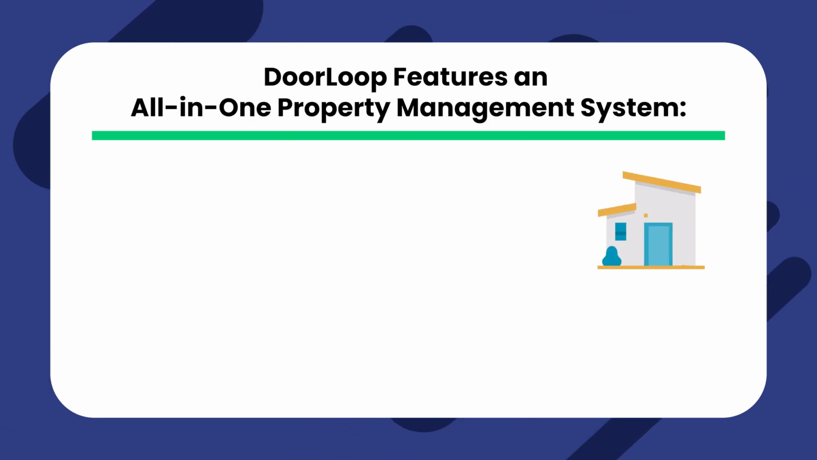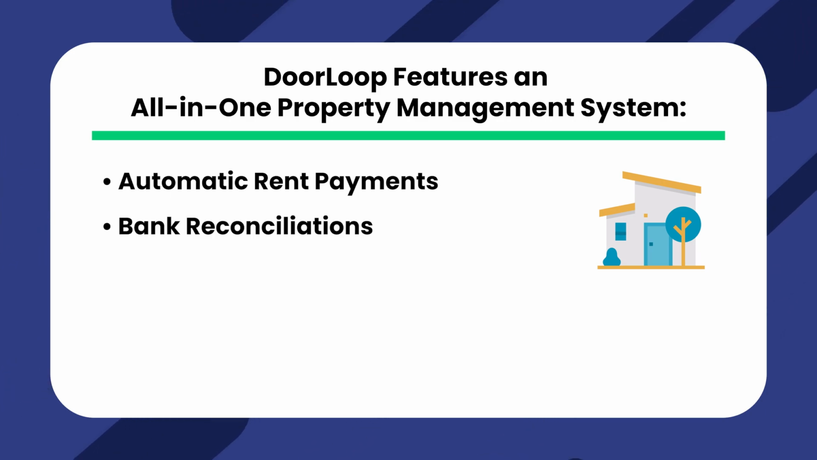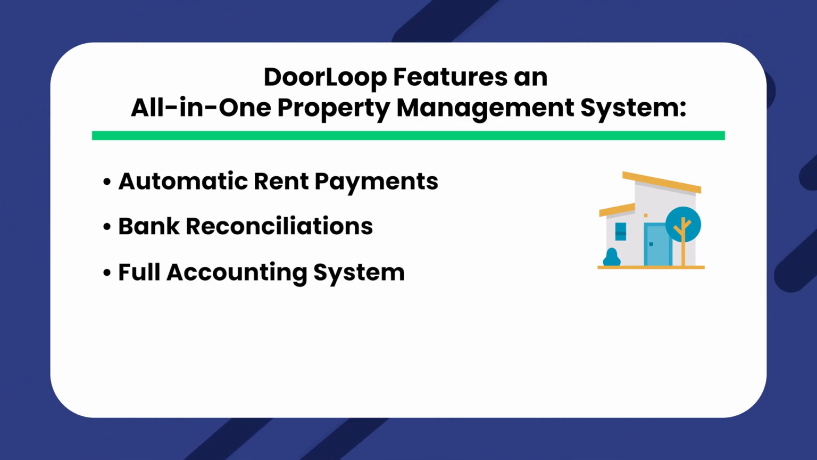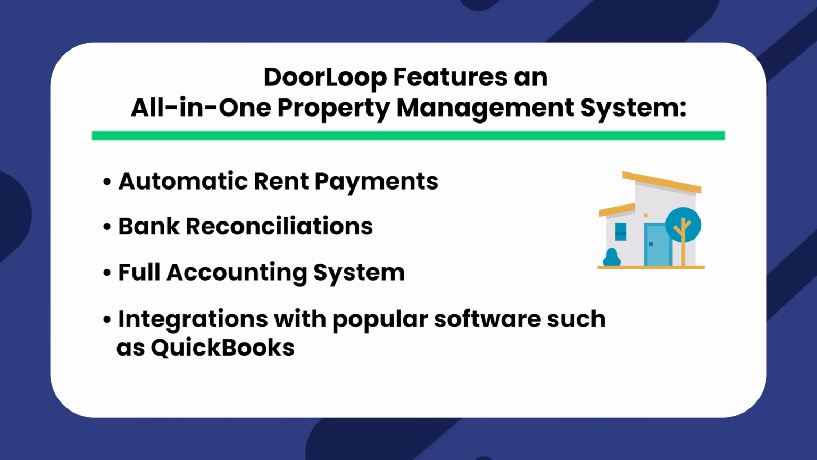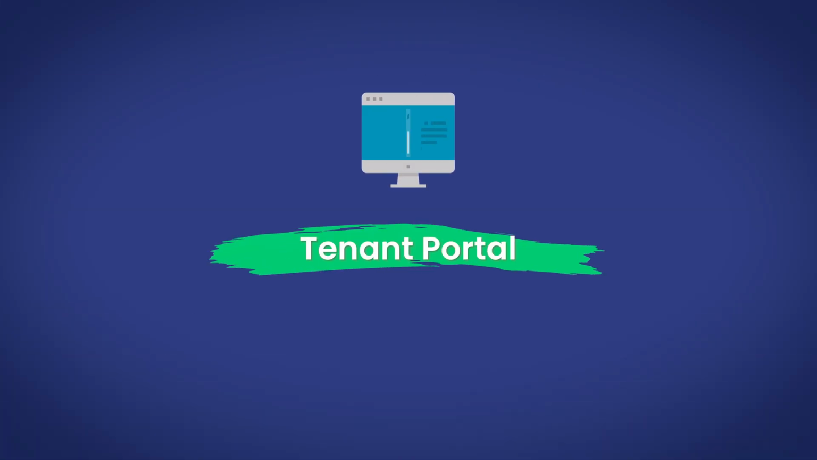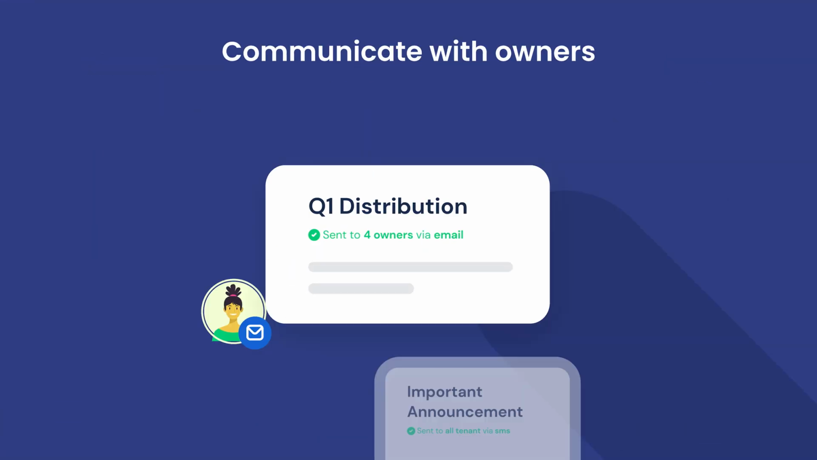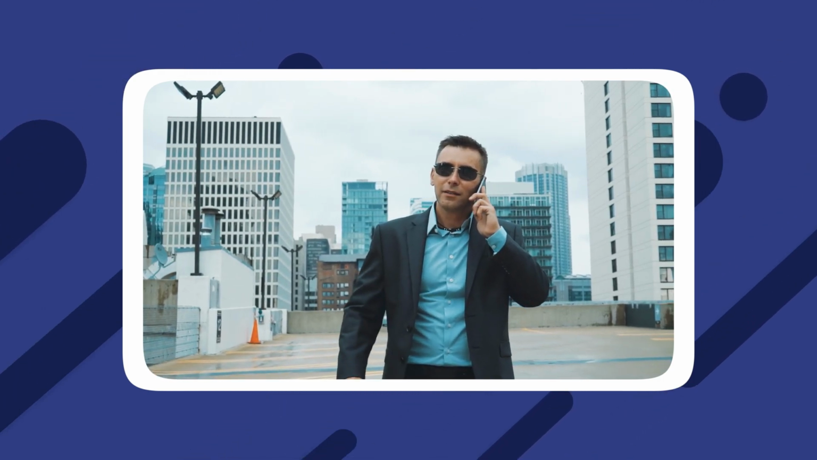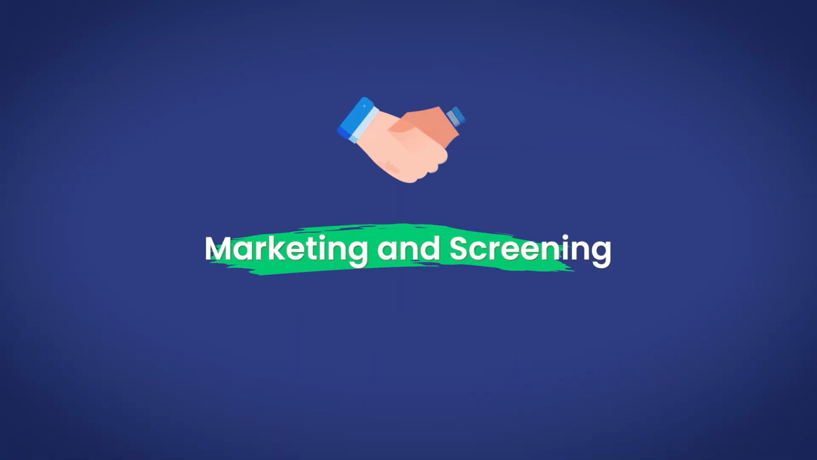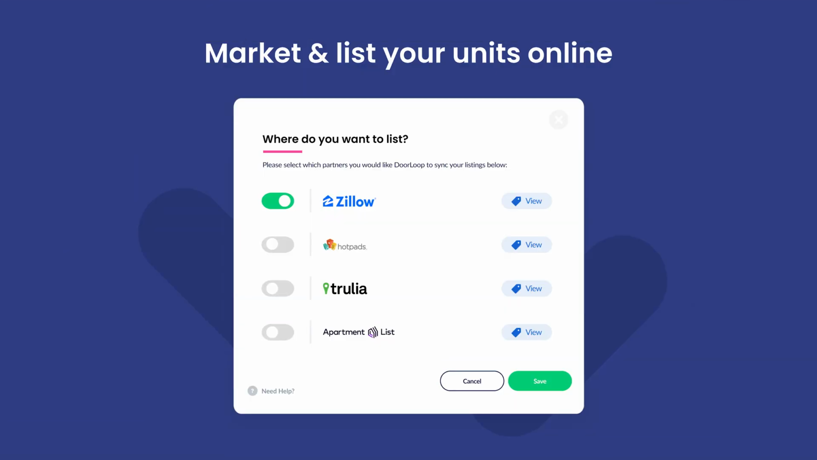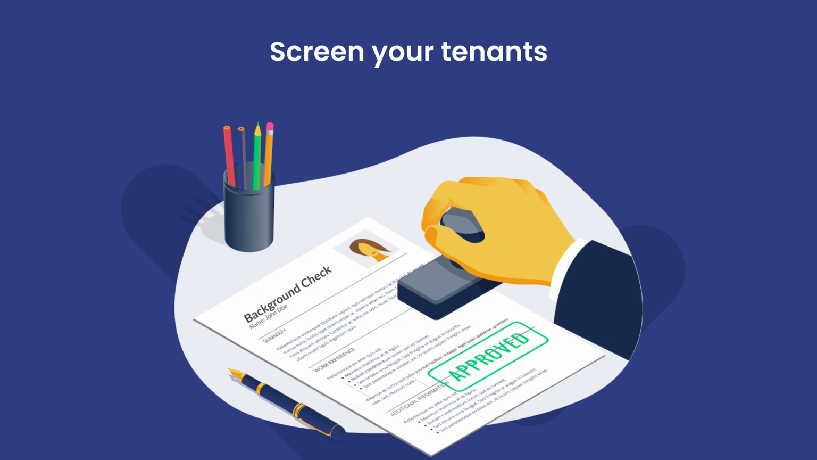DoorLoop features include an all-in-one property management system, which includes automatic rent payments, bank reconciliations, full accounting system, and integrations with popular software such as QuickBooks. A tenant portal with automatic rent collection, tenant communications, maintenance requests, and tenant screening, where tenants can simply submit maintenance requests within the app, as well as communicate with contractors and pay maintenance fees. With DoorLoop, you can automatically list vacant units on top sites and run background checks on the tenants.